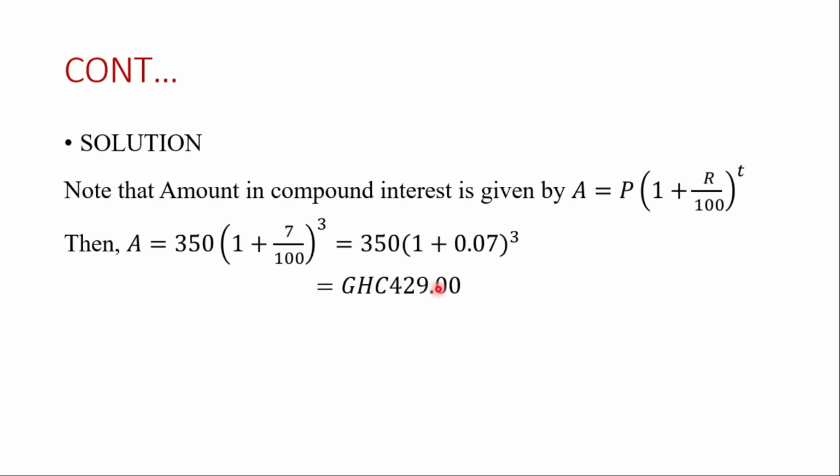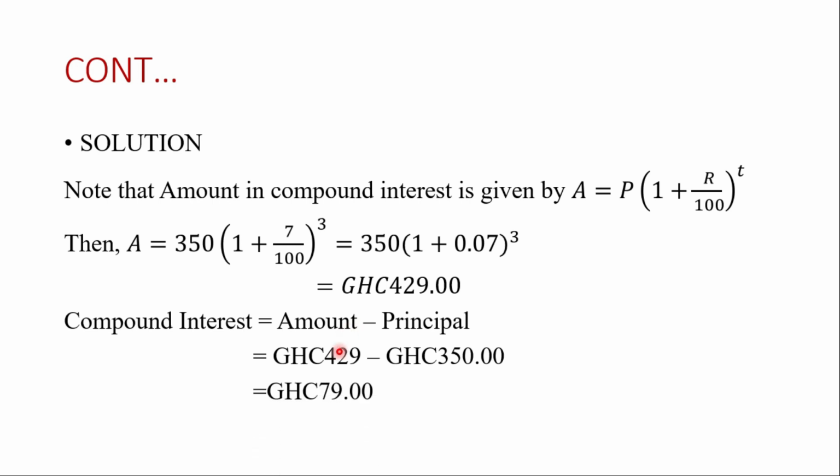Remember, this formula just gets you the total amount you are supposed to pick from the bank straight away. So it means that in this answer, your compounded interest is there and your principal is also part of it. So if I want to get only the interest, I will take the amount, this one, minus the principal. The principal is part of this and the interest is also part of that. So when you subtract it, you are going to get 79 Ghana cedis as your compounded interest. So the interest alone is 79 Ghana cedis for the 3 years.